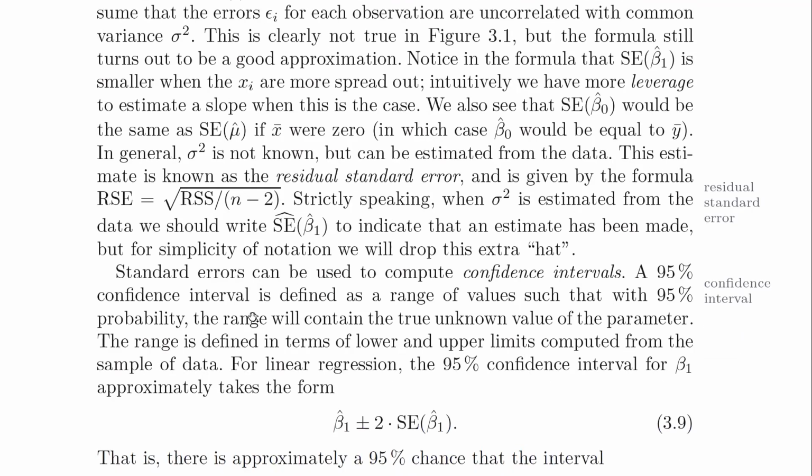Now, this is what I was getting at earlier. Standard errors can be used to compute confidence intervals. A 95% confidence interval is defined as a range of values such that with 95% probability, I wish they wouldn't use range. We should say interval. Range already means a number of things to us.